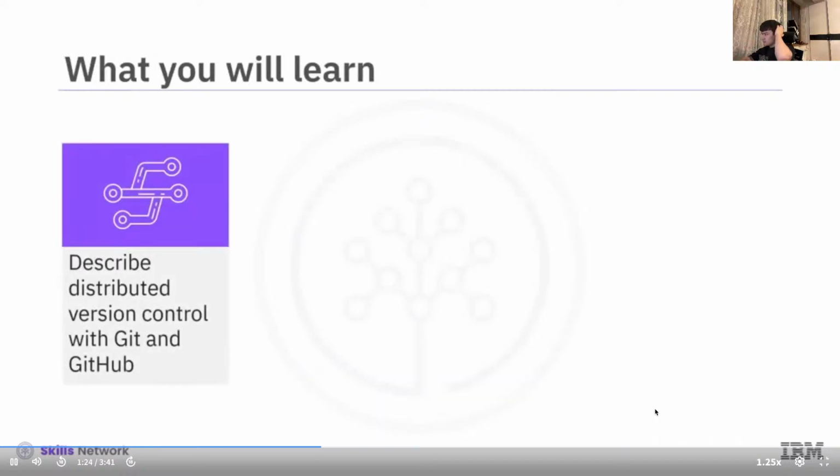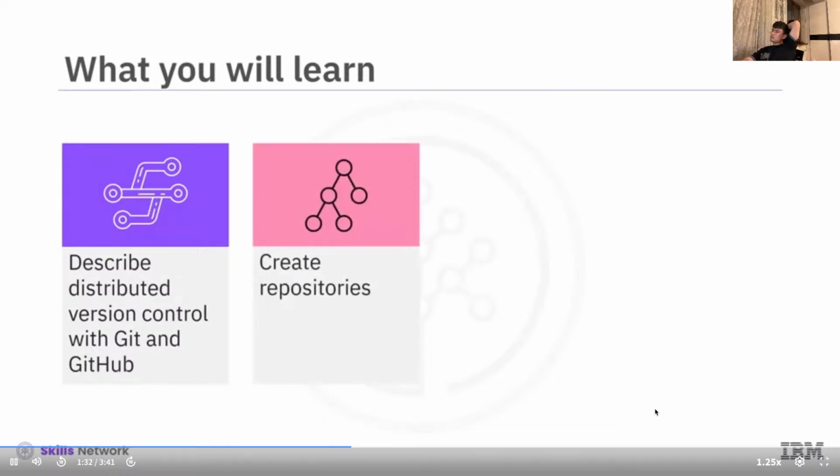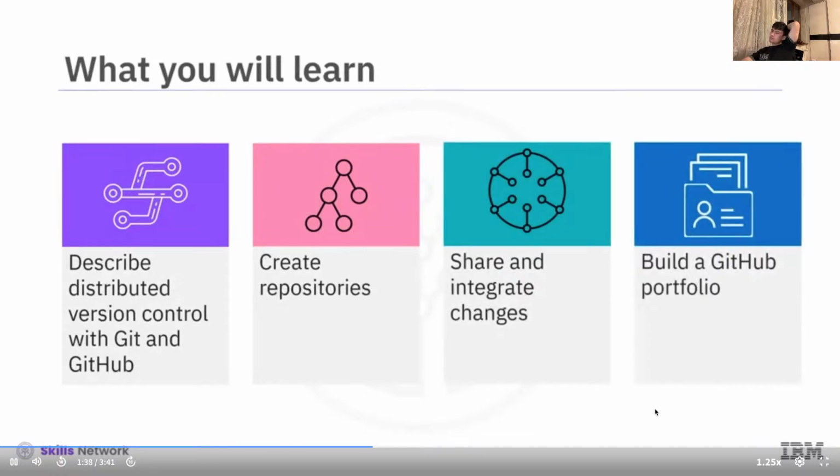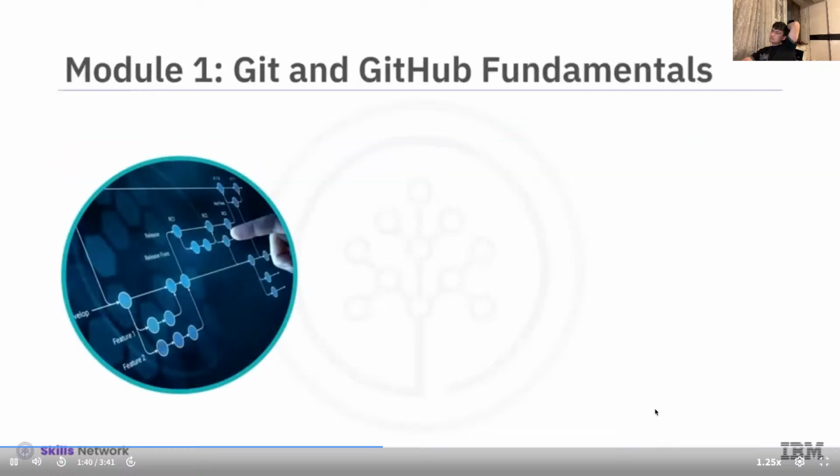When you complete this course, you will understand basic Git and GitHub concepts in the context of distributed version control. You will be able to create repositories, collaborate on team projects by sharing and integrating your changes, and even build a GitHub portfolio. Now, let's look at what you will learn from the 4 modules in this course.